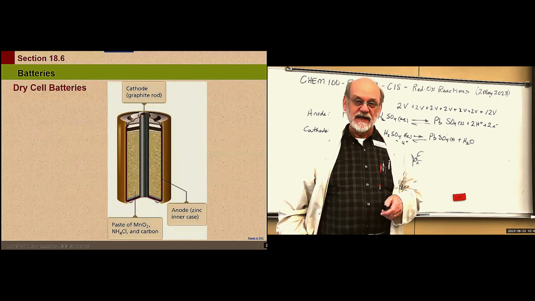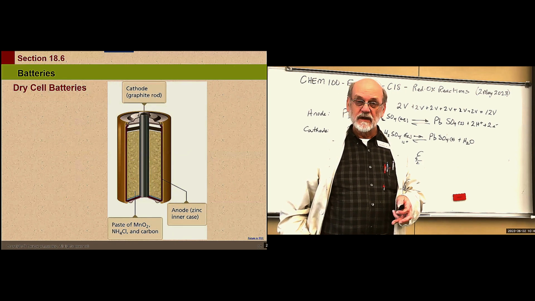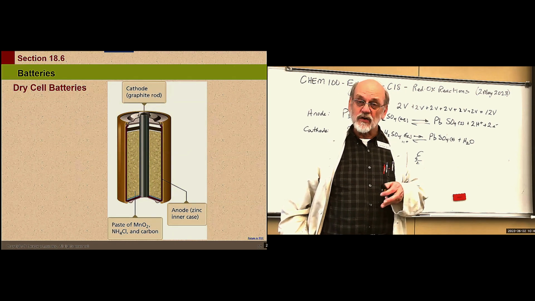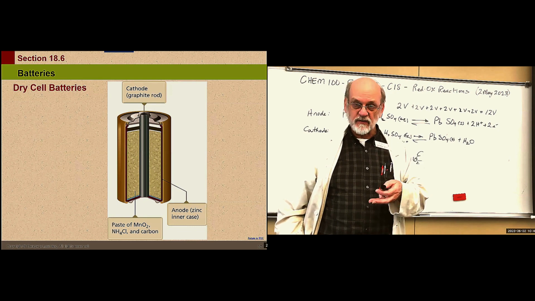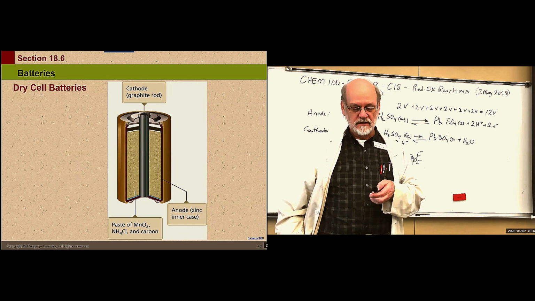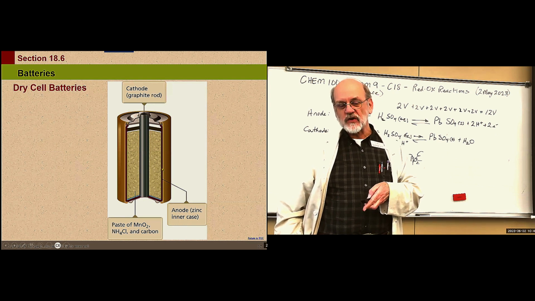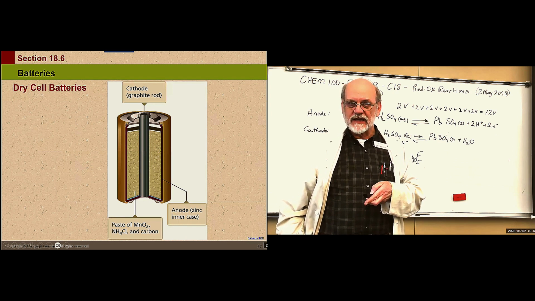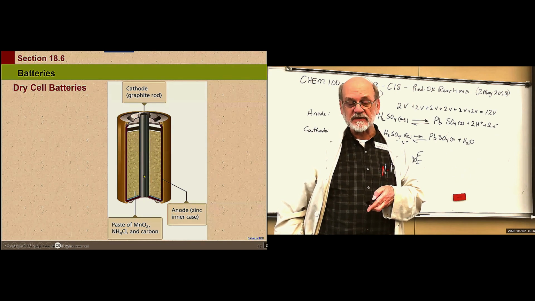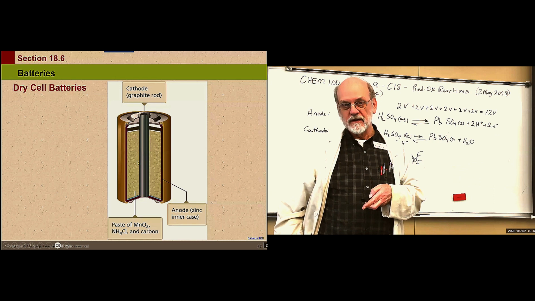All right. And this is the construction of the cell. In this case, the anode is a participant in the reaction, the zinc shell of the battery. The dry cell battery here is the anode. So that's where electrons are being delivered. And then they're going externally, and they're entering in this graphite rod, which is a non-participant, but it delivers electrons to the cathode. Right? The cathode is here, and it's in this solution.